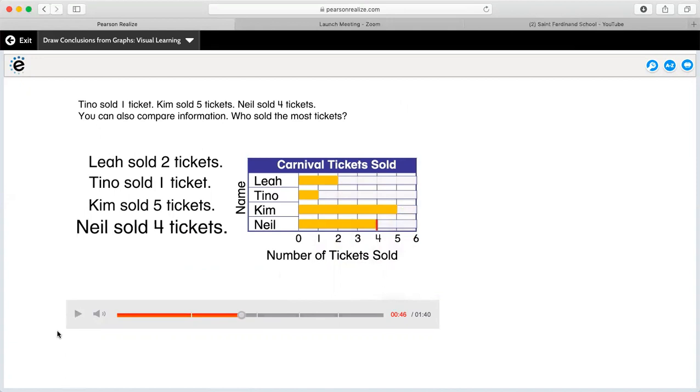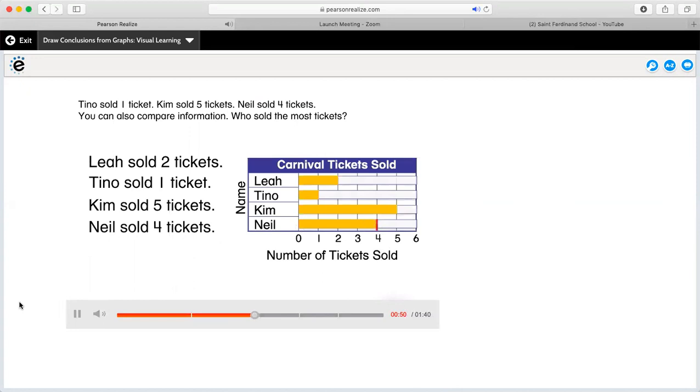And I am fine, as you're working through this math, where this red line is here that shows the end of the bar graph to what number it represents. I am fine if you choose to draw this line if that helps you. You can also compare information.